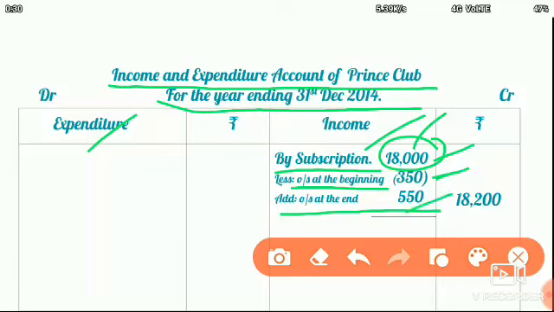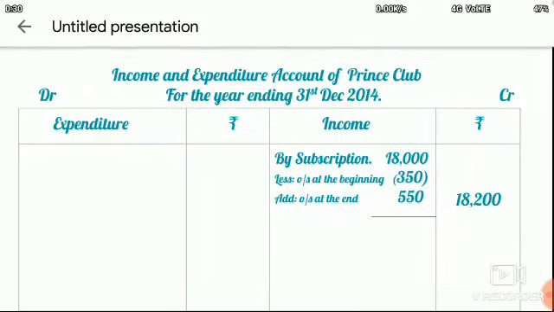After the adjustment, we will get a subscription of 18,200, which is the actual subscription for the year ending 31st December 2014. So you are clear. I hope you are clear with the subscription.